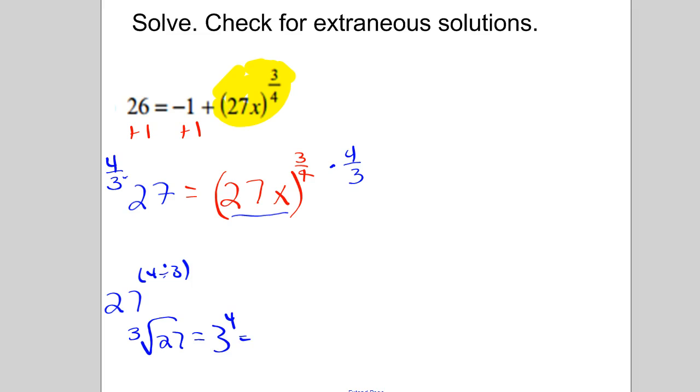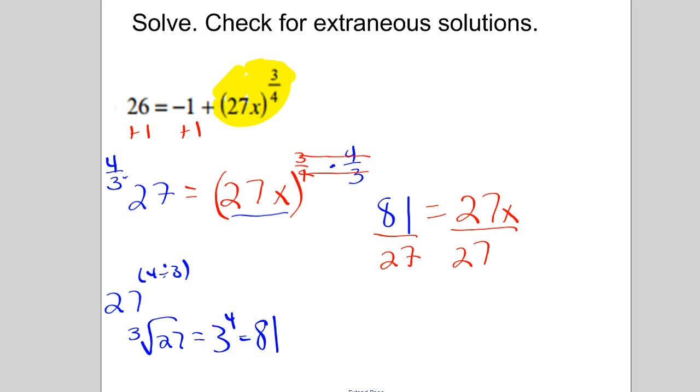3 to the 4th is what? 3 to the 4th is 81. Okay, so my blue side of the equation becomes 81. 81 equals, those disappear, and I get 27x. I divide each side by 27, and I believe x is 3. 81 divided by 27 times 3, 1, 2, is 81. So there we go.